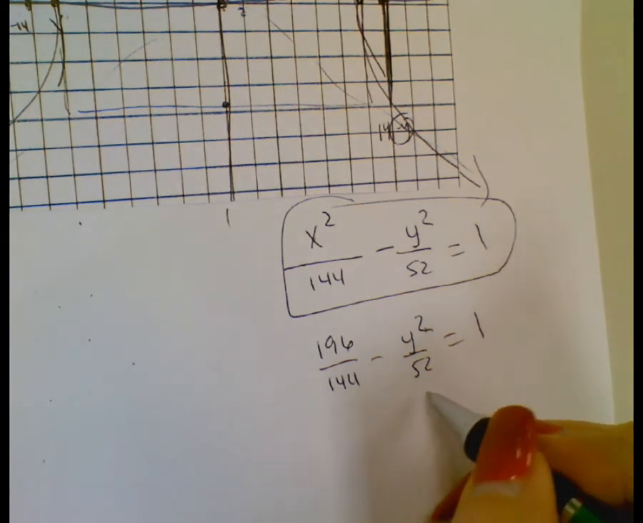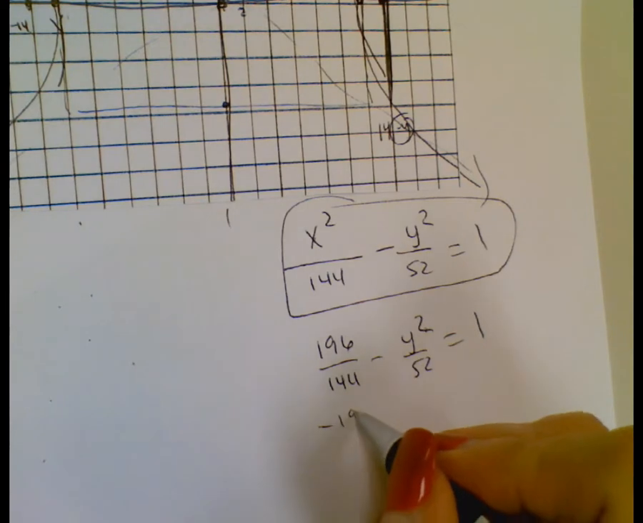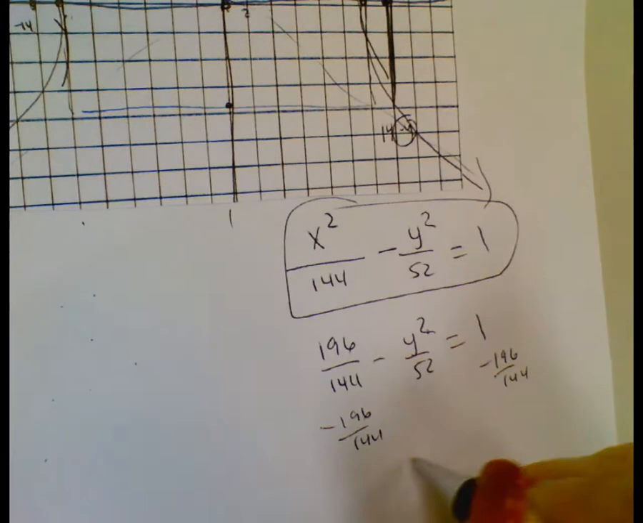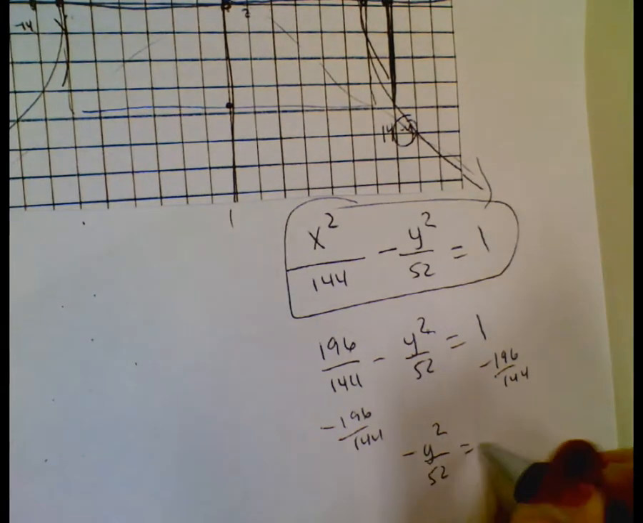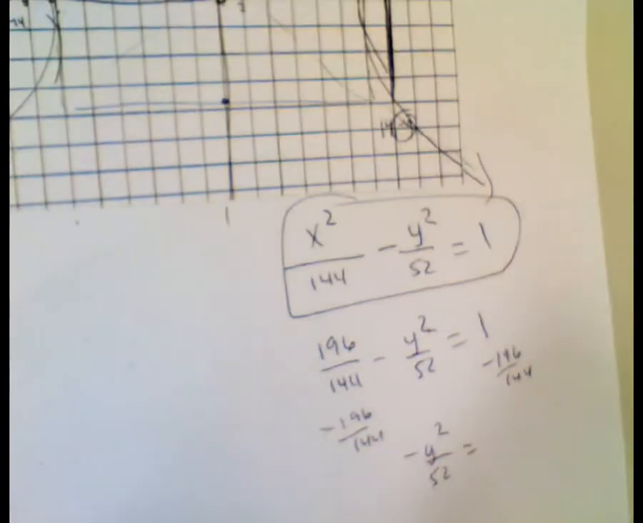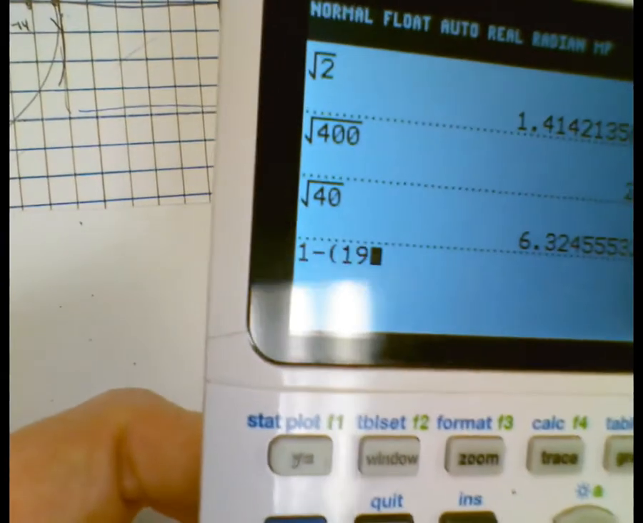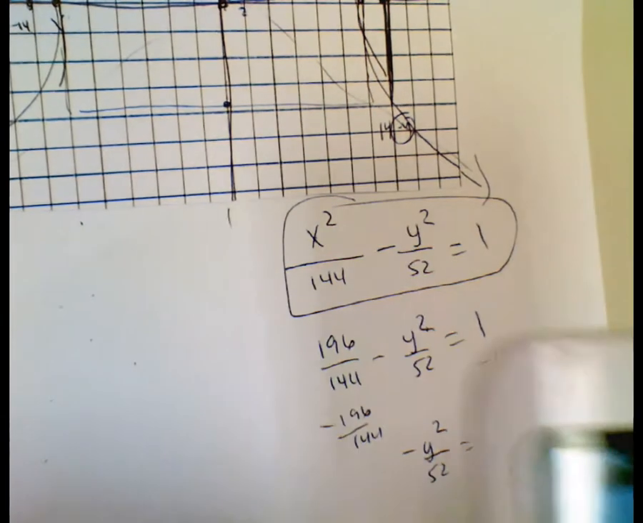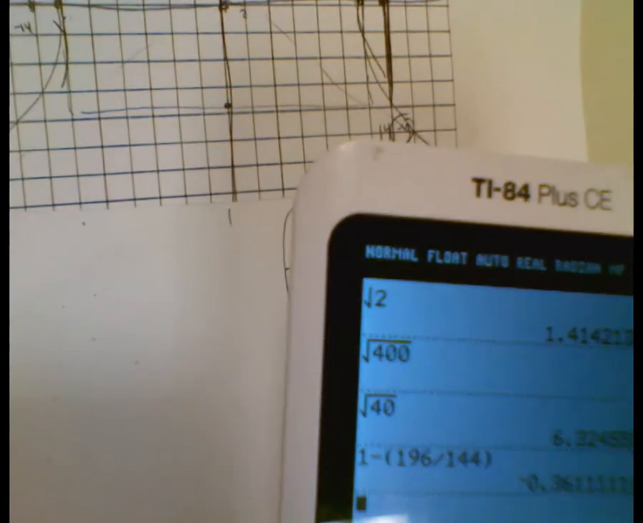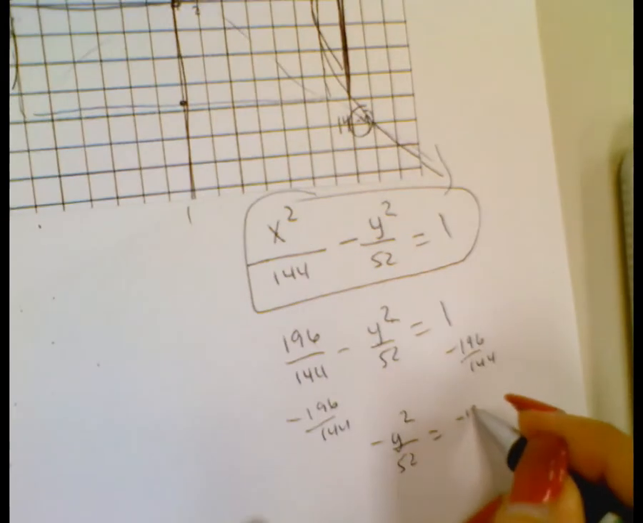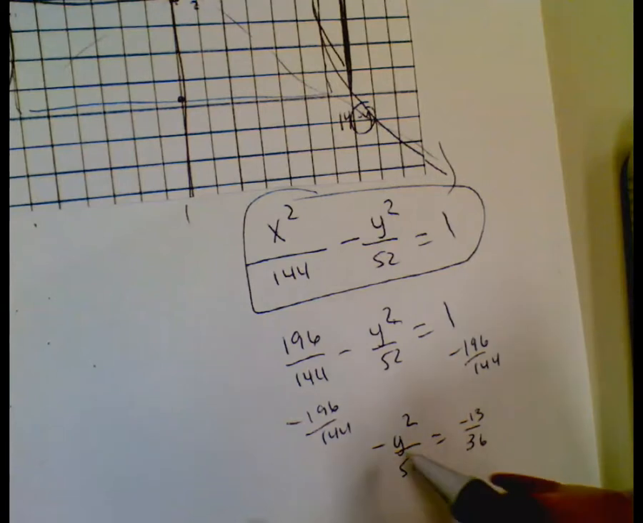I would subtract this from 1. So you have 1 minus 196 divided by 144, which is negative 0.36. Let me change that to a fraction. You don't have to, but so that's negative 13 over 36.